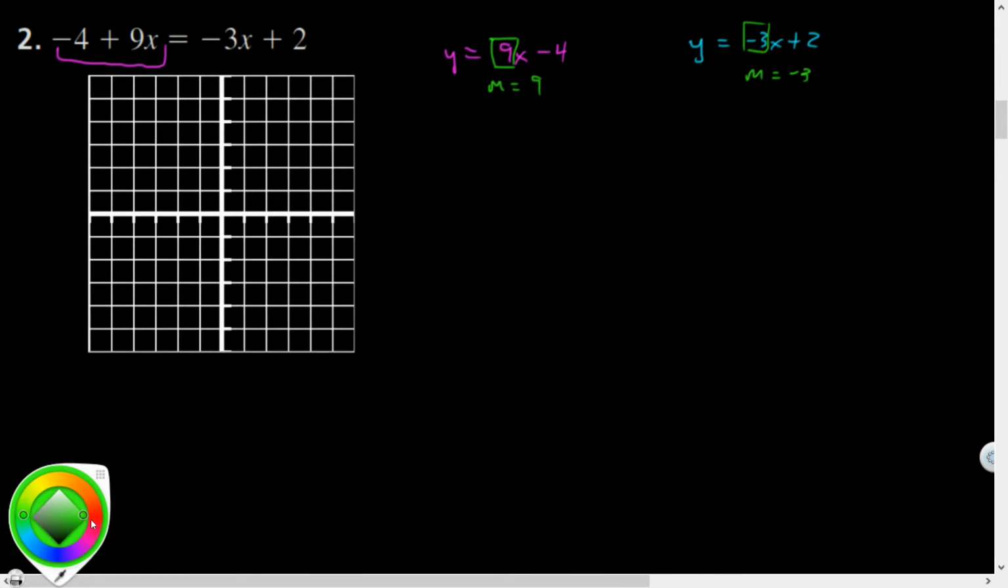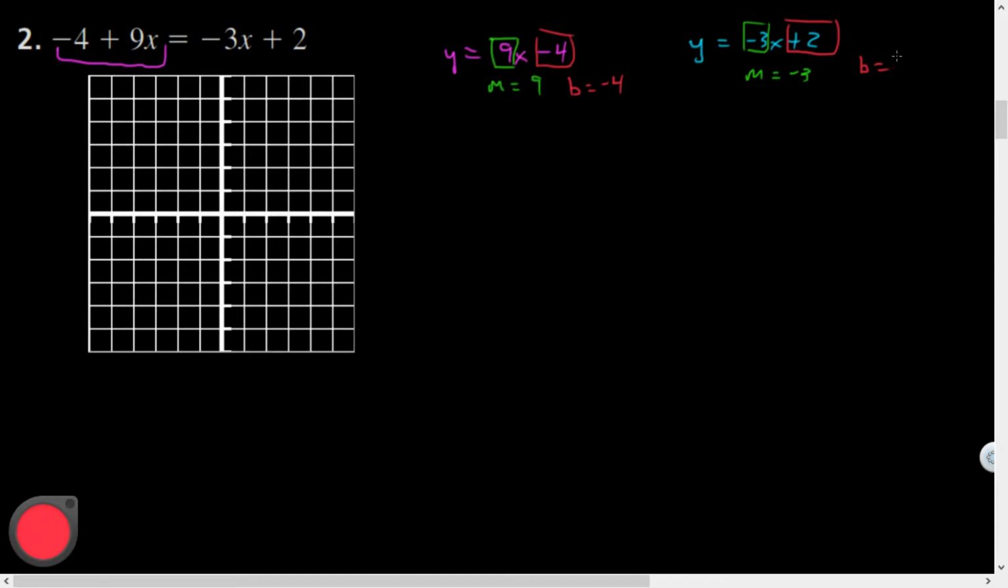Right. And then our y-intercepts, I would have had b equals negative 4. And over here, b equals 2. Right? So let's graph these. So start or begin at the b, negative 4. So down 4, 1, 2, 3, 4. Plot a point.